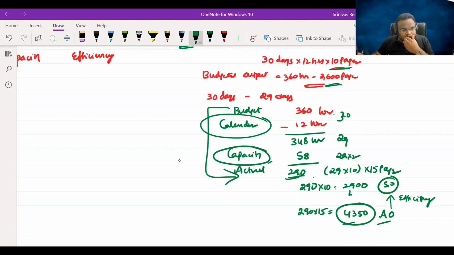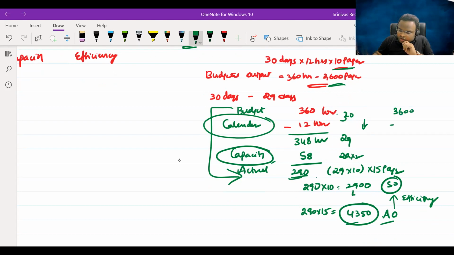Now how did my output get increased? Because of calendar I could not read for 12 hours. 12 hours means 120 pages, standard 10 pages per hour. So from 3,600, 120 pages you could not read because of calendar, because 12 hours into 10 pages, correct? 10 pages per hour. Because of capacity you did not read for 58 hours. 58 hours means how many pages you lost? 580 pages. But because of efficiency, for 290 hours, instead of reading 10 pages I read 15 pages, means 5 pages extra. How many? 1,450 pages I read more.